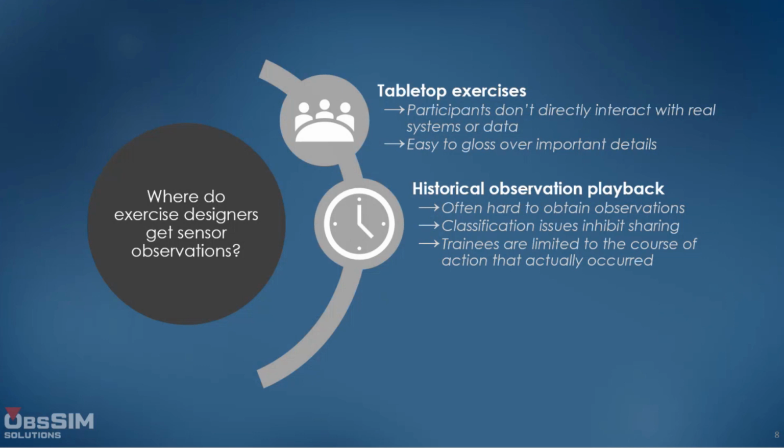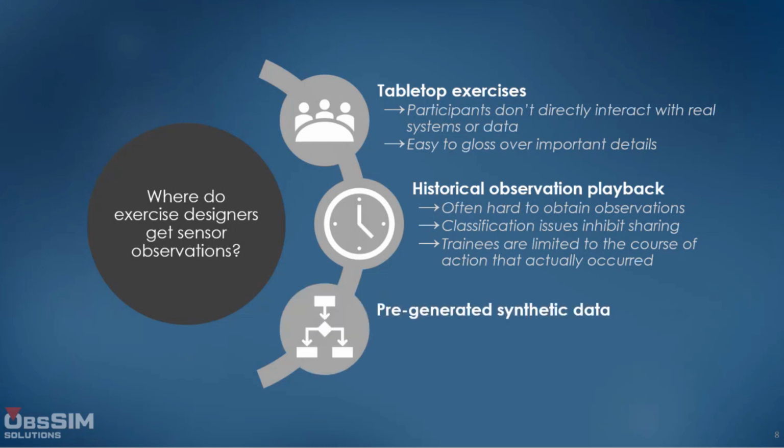And then trainees are limited to the courses of action that actually occurred in the data. The data that's being played back is a historical record of the thing that happened, the one thing. There are no alternate courses of action. So if an exercise participant says, I would do this differently, they don't have the data to exercise with for that alternate procedure. And then a third type of exercise we often see is the use of pre-generated synthetic data. So in this type of exercise, the designers build data sets and then they're synthetic, so it's fake data.